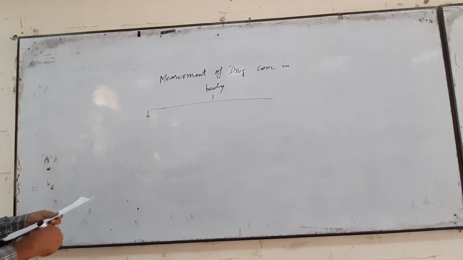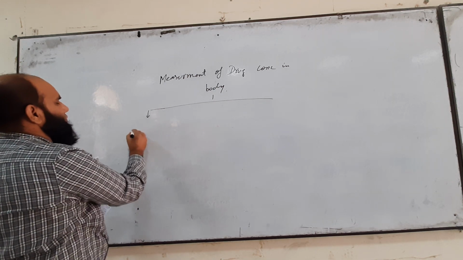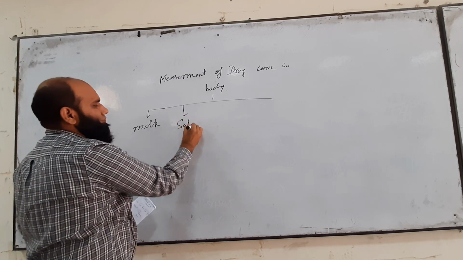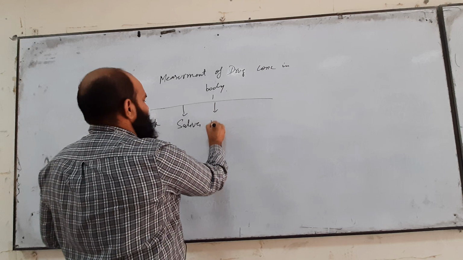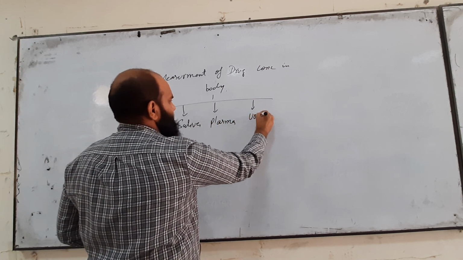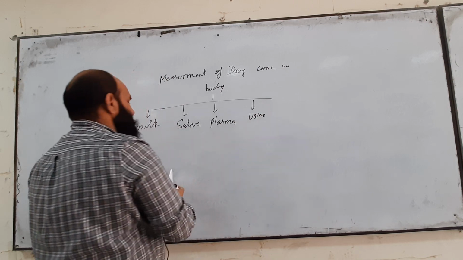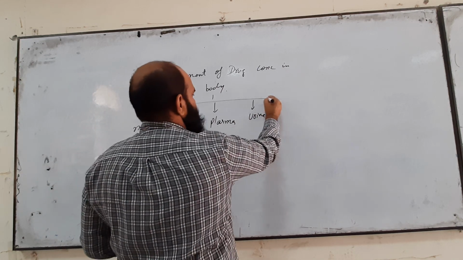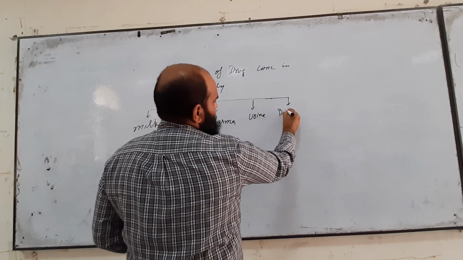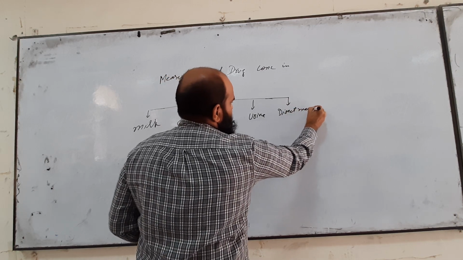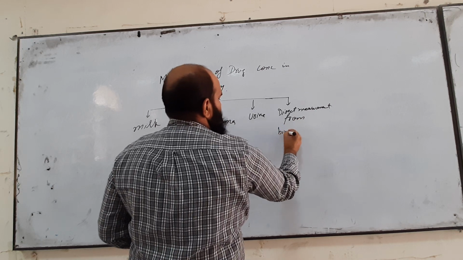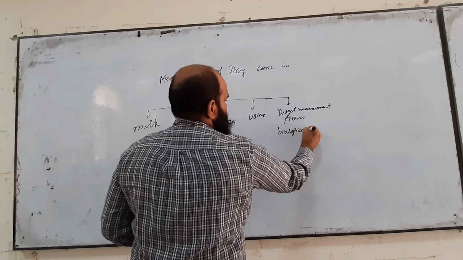We will write first the names where we can check. We can check the amount of drug from milk, from saliva, from plasma, from urine, and direct measurement from biological matrix.